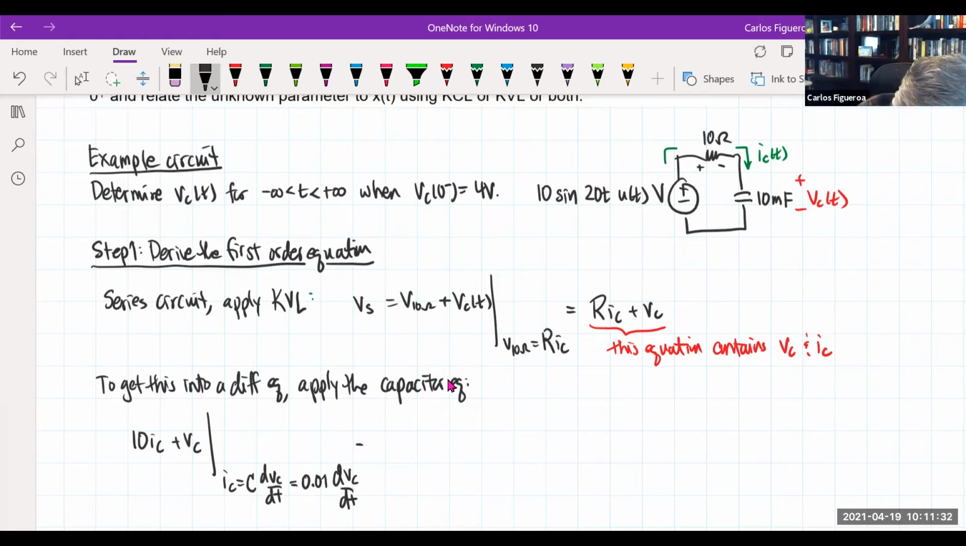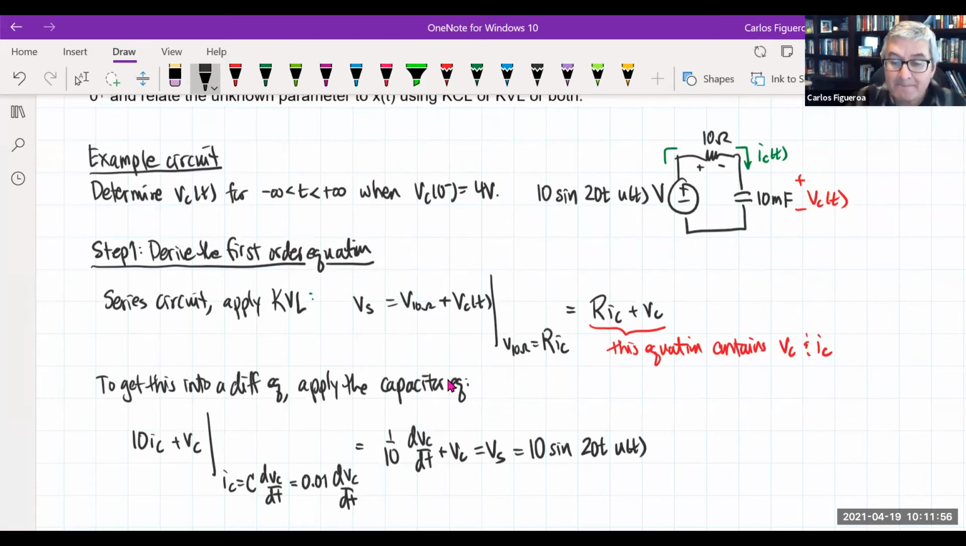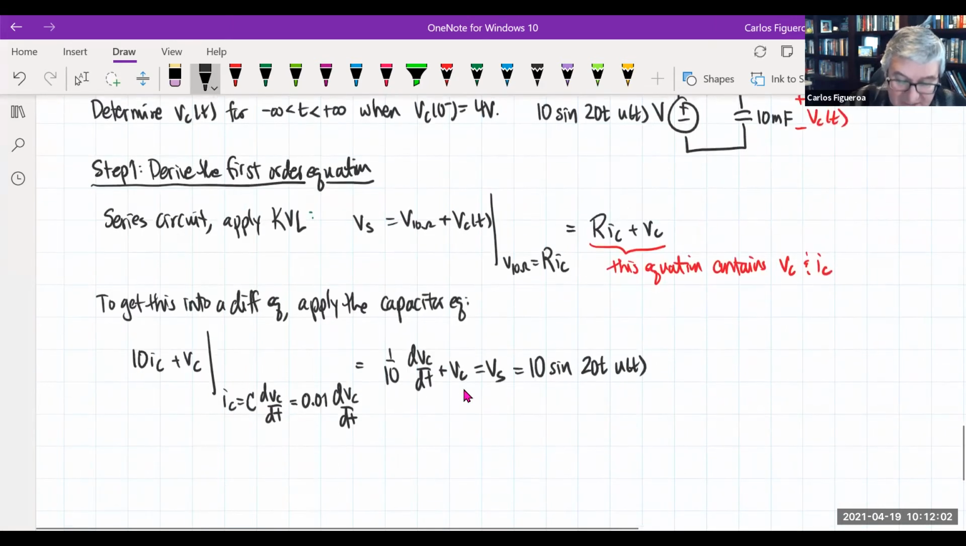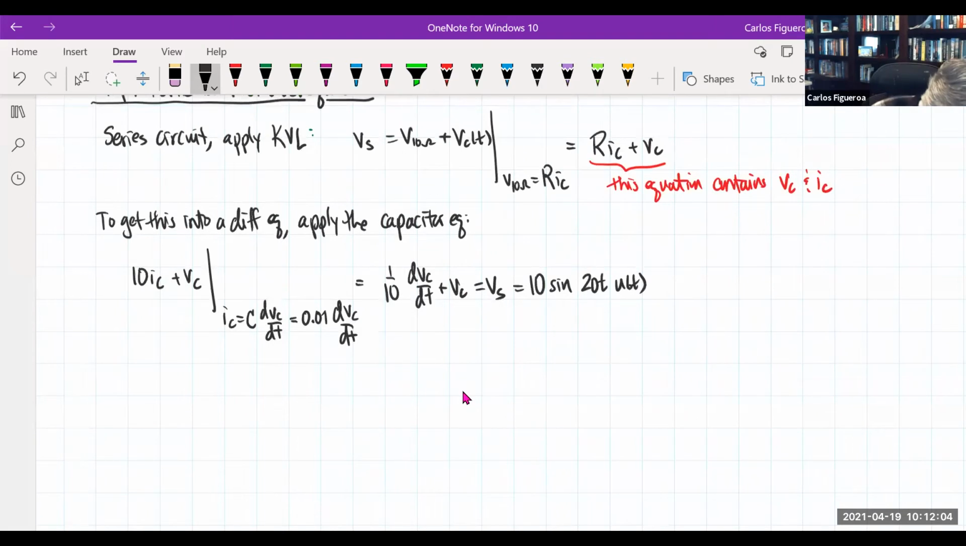So if I plug that in, 10 times 0.01 gives me 1/10 dV/dt plus VC. And this has to equal the source, but we already know that the source is 10 sine of 20t u of t. Now, if I look at this, it's not in proper form. So now I'm going to write this in proper form.